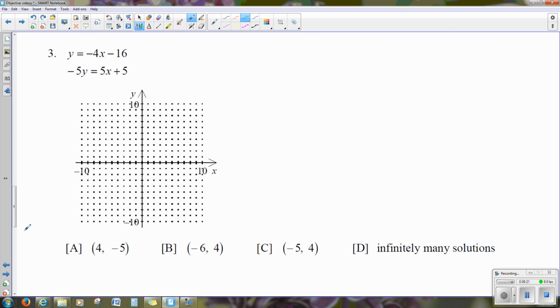All right, here's another one that could end up giving us a little bit of trouble. This one looks like, at first glance, it's easy to graph. We have a slope of -4, and we have a y-intercept of -16. All right, -16 means that I'm going to have to extend my graph here by a little bit.